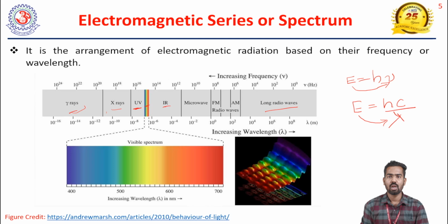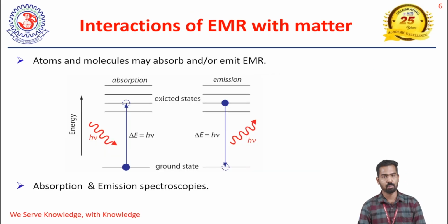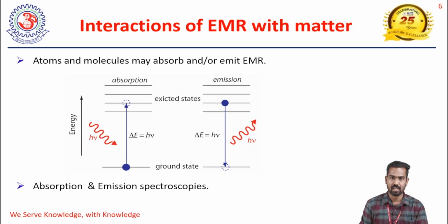So this is all about electromagnetic radiation. Here we have different series of electromagnetic radiations, so we can arrange them based on either their frequency or wavelength. The next thing that is very important is how matter, as I already mentioned, atoms or molecules, is connected with this EMR, electromagnetic radiation.